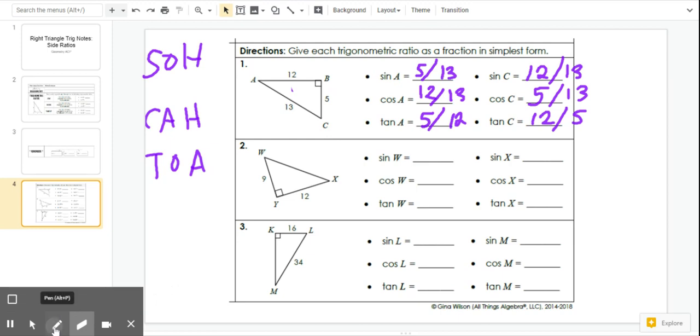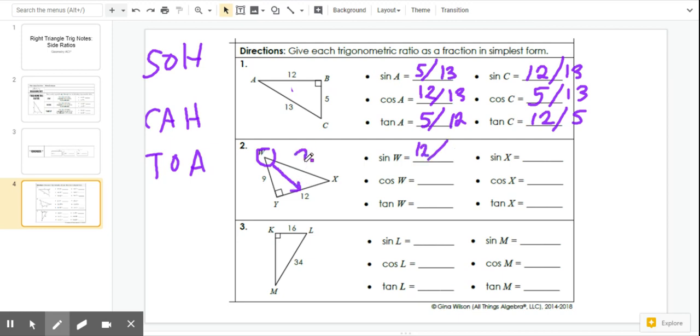All right, so for number 2, we want sine of W. So W is right here. So sine is opposite over hypotenuse. So opposite is 12. And we have an issue because we don't have the hypotenuse. So we're missing the hypotenuse right here. So the question is, how do we find that?